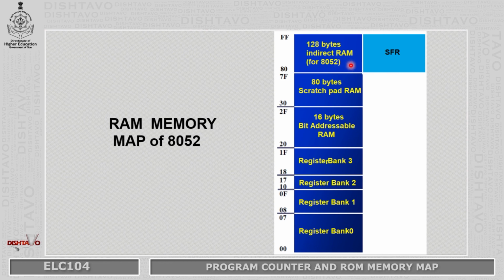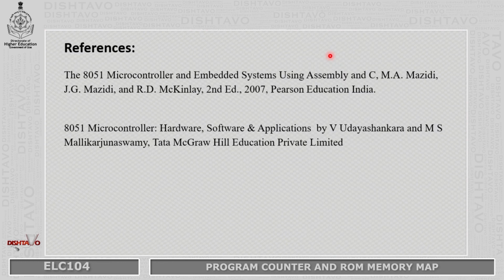Now, how do we identify whether we want to pick a byte from SFR or whether we want to do something with the RAM? If we make use of indirect addressing, then RAM is going to be used, and otherwise it will be SFR. So particularly in this area.